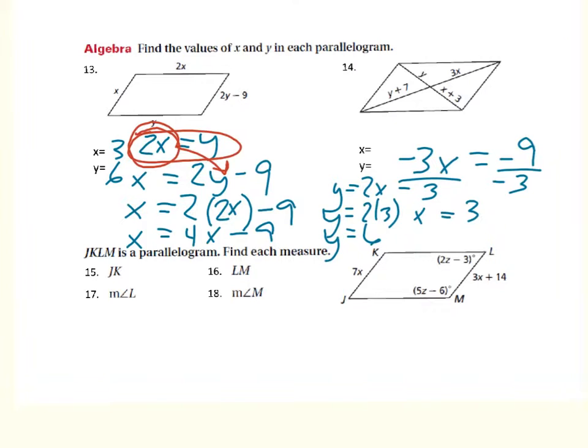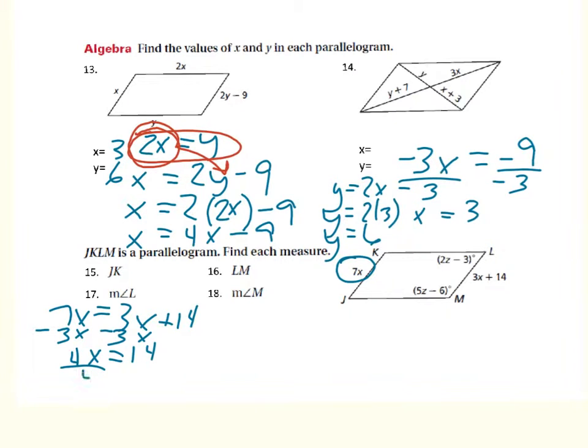JKLM is a parallelogram. Find each measure. Okay, so they want us to find the length of JK. So JK is the 7x side. So I know, because it's a parallelogram, that 7x is going to equal 3x plus 14. And I'm going to solve for x. So I'm going to subtract 3x from both sides, and I get 4x equals 14. And I'm going to divide by 4. And x is going to equal 3.5. Okay, that's what x equals.